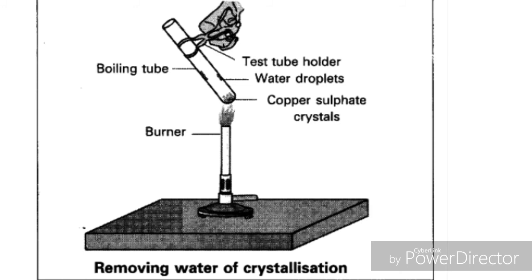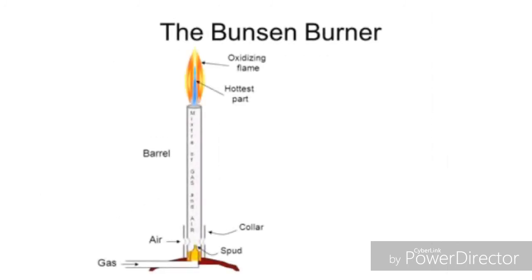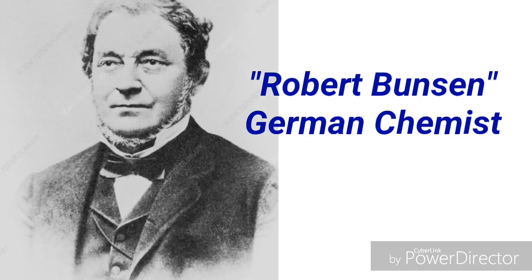Blue colored hydrated copper sulfate crystals turn white in color when water molecules evaporate. So anhydrous copper sulfate is white in color. Again, by adding a little moisture or a few drops of water, this anhydrous copper sulfate turns blue in color. The Bunsen burner was invented by German chemist Robert Bunsen.